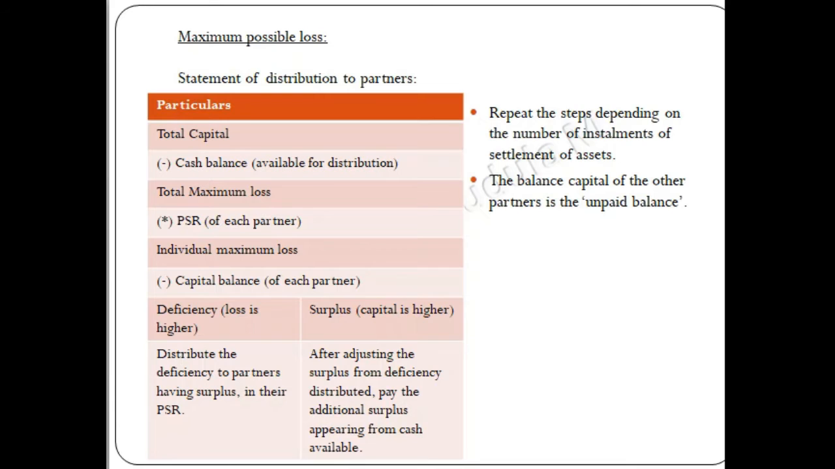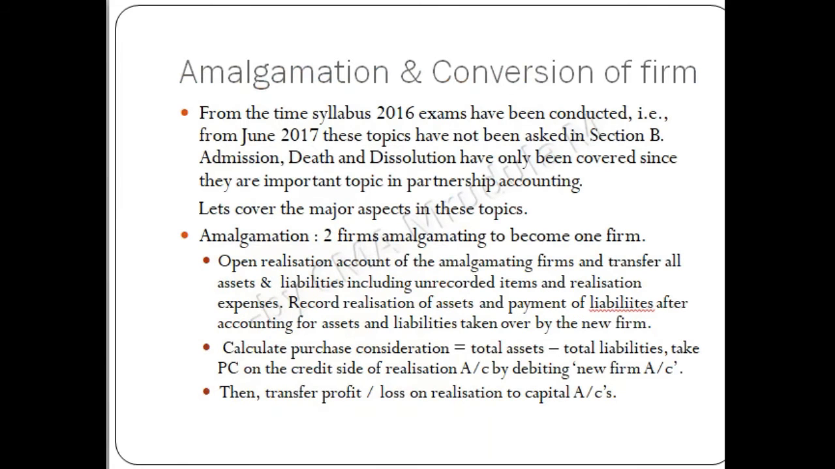And the last scenario that a firm would come across, which is amalgamation of firms and conversion of firm to a company. From the time Syllabus 2016 exams have been conducted, that is from June 2017, almost 6 exams so far, these topics have not been asked at all in section B. Only admission, death and dissolution have been covered since they are important topics in partnership accounting. So let us just cover some major aspects in amalgamation and conversion. So not to skip this topic altogether, but to just have an idea. If we get some theory-based questions in section A, you would be able to answer them.